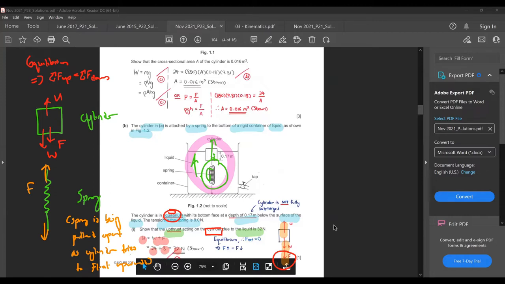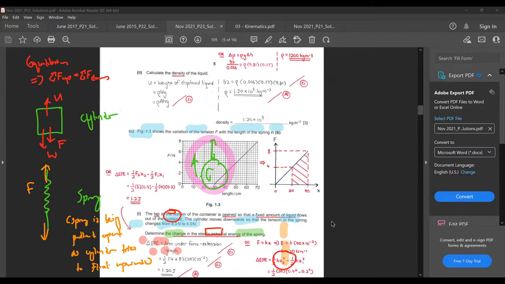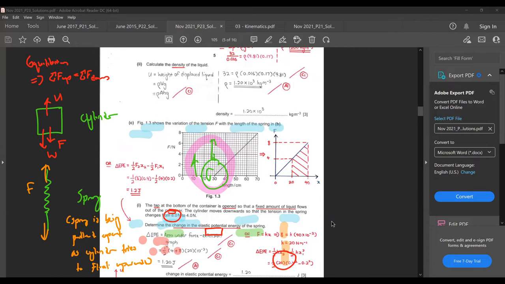After that, we go on to the second part where they ask you to calculate the density of the liquid. Now, for the density of the liquid, after having found the upthrust, you can actually find it, because one of the main things that you would have learned in your syllabus thus far is that upthrust is the weight of displaced liquid.